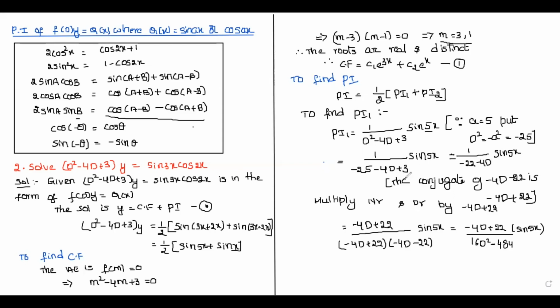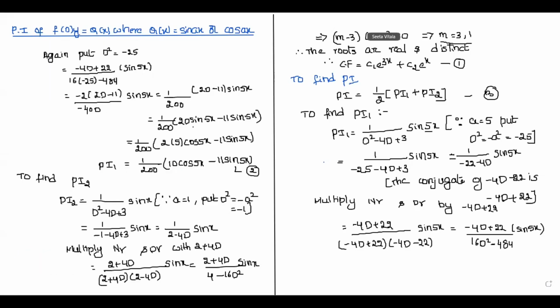Now the conjugate of minus 4D minus 22 is minus 4D plus 22. So multiply numerator and denominator by minus 4D plus 22. So it is (minus 4D plus 22) by (minus 4D plus 22)(minus 4D minus 22) into sin 5x, which is equal to (minus 4D plus 22) by (16D square minus 484) into sin 5x. Now again substitute D square by minus 25. Then (minus 4D plus 22) by (16 into minus 25 minus 484) into sin 5x.